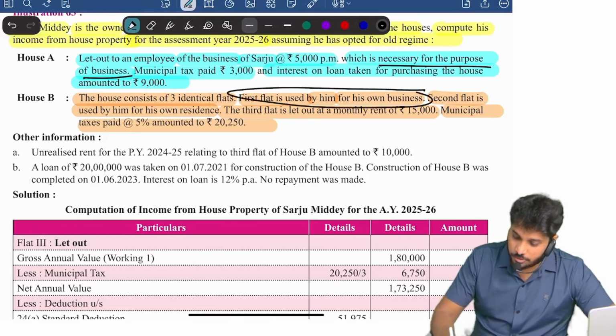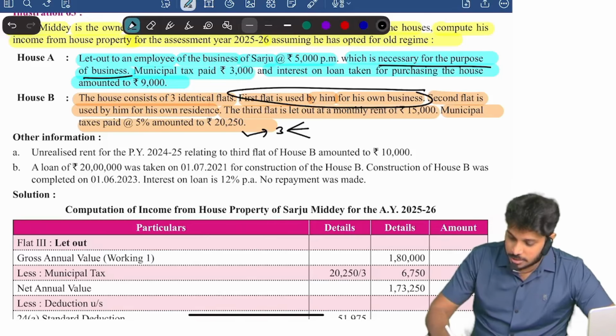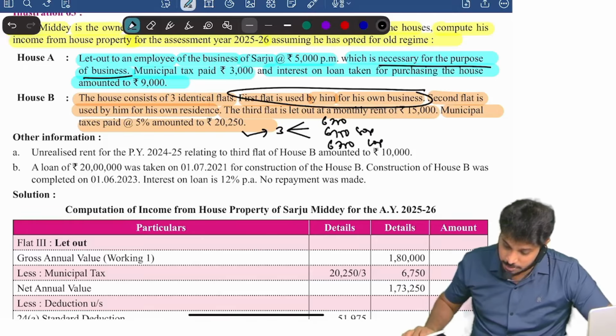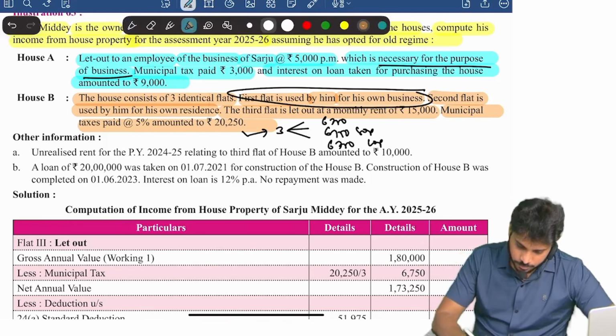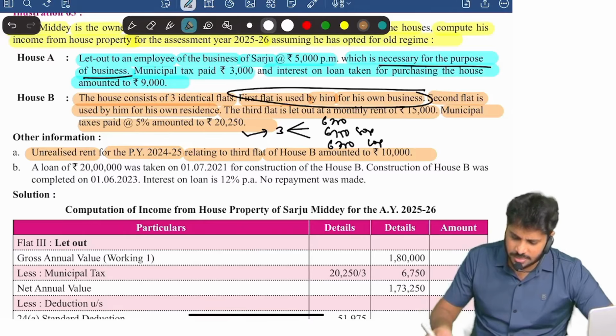First flat is own business, right? This municipal tax is divided into 3 parts. 20,250 divided by 3 is 6,750 for business, 6,750 for SOP portion, 6,750 for LOP portion. You remember, you can claim only the LOP portion related one. Unrealized rent of the previous year relating to the third flat of house B amounts to 10,000. That we will consider.